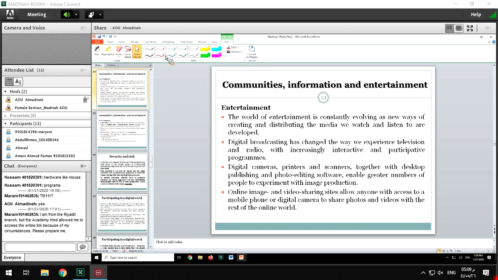Okay. Nowadays, we see digital cameras, printers, scanners, and all. Okay, they are used for many different purposes like photo editing, video editing, making of videos. Okay, video sharing. We also have this online image and video sharing, right? Where we can share the videos and all with the rest of the world.